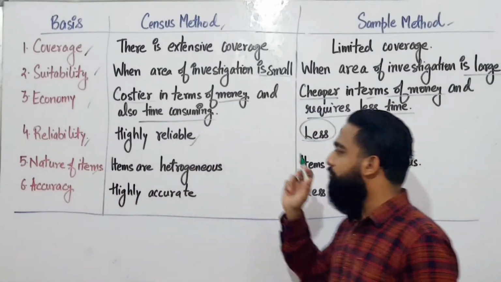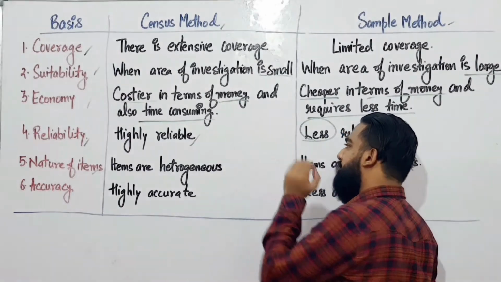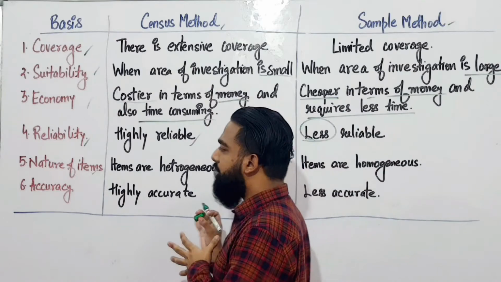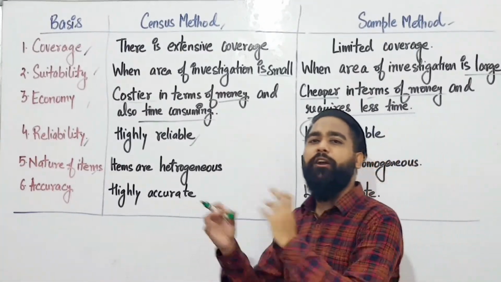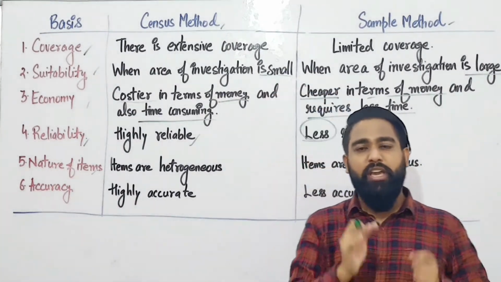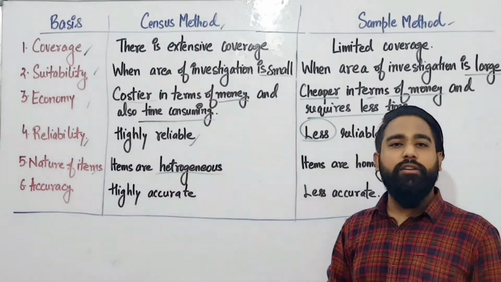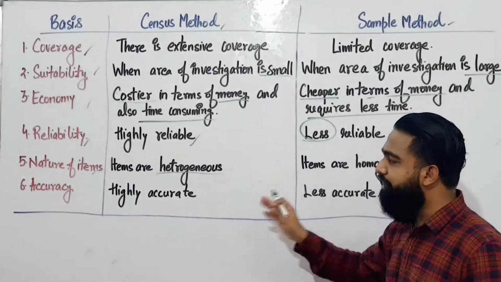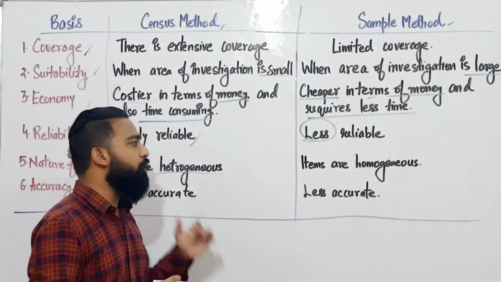Now the fifth basis of comparison is nature of item. What kind of items are there in census survey and sample survey? When we conduct census survey, the nature of items is heterogeneous, meaning there are different kinds of items. Therefore we need to conduct the inquiry from each and every person. Each person is different, with different qualities. So the nature of item of census method is heterogeneous.